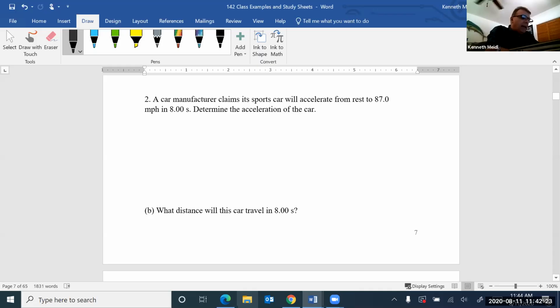A car manufacturer claims its sports car will accelerate from rest to 87 miles per hour, mph, in 8 seconds. Already I have a bad feeling about the units here. We're going to have to take care of the units. Determine the acceleration of the car. Okay, so it starts from rest. I know the starting speed, and I know the final speed, and I want the acceleration. I think what I'm going to do is write down exactly what I know. Starts from rest.